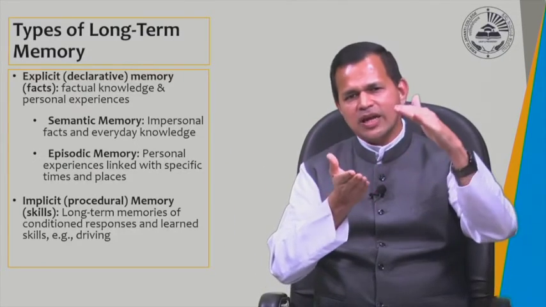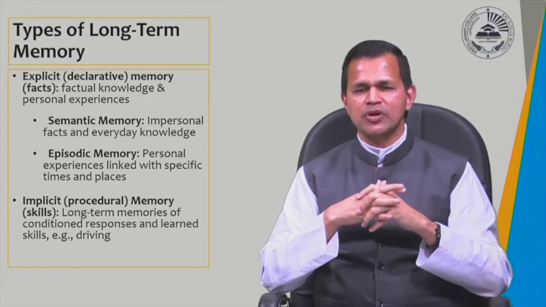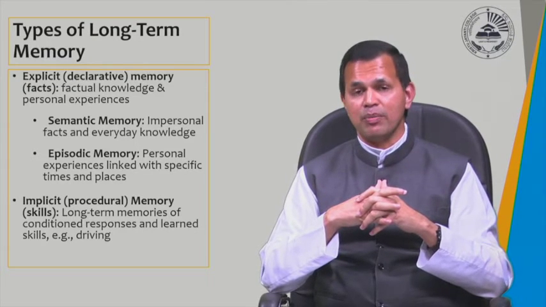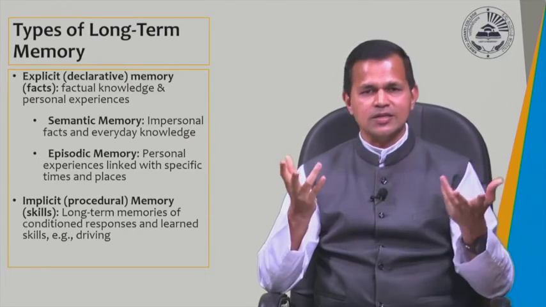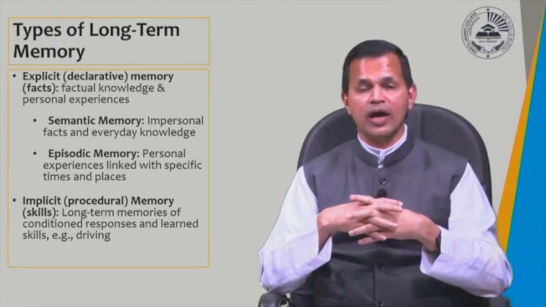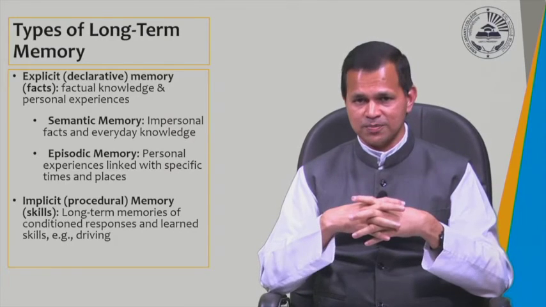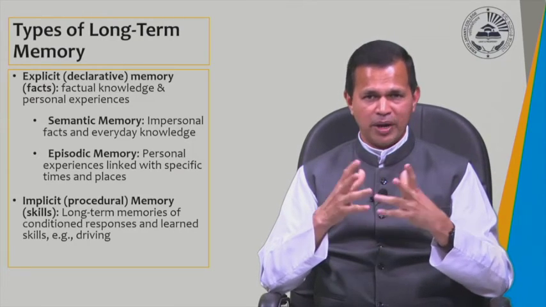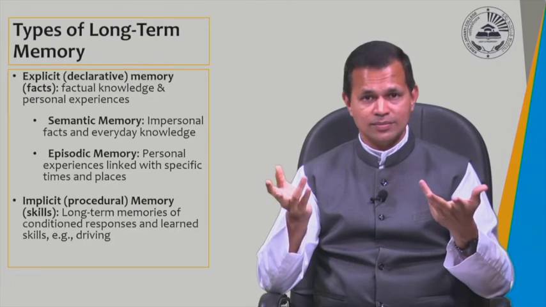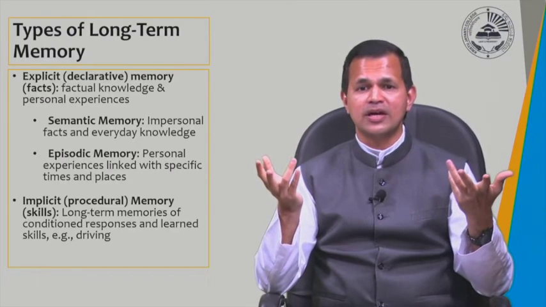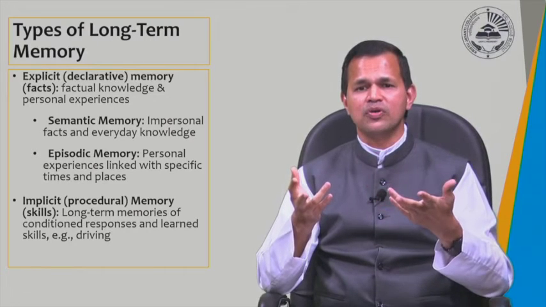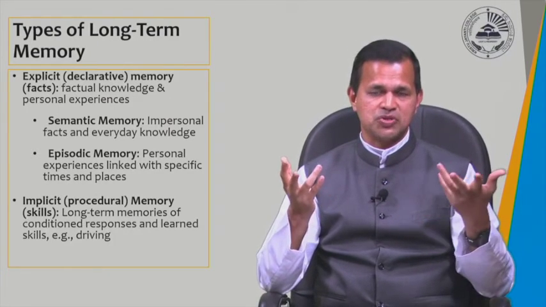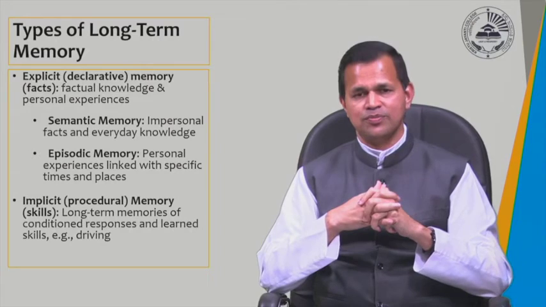The second type of long-term memory is called implicit memory or procedural memory. It is about skills. I hope everybody knows bicycling, and many of you might know driving and swimming. All these things come under procedural memory. So this is long-term memory of conditioned responses and learned skills. Driving is a very good example for this.